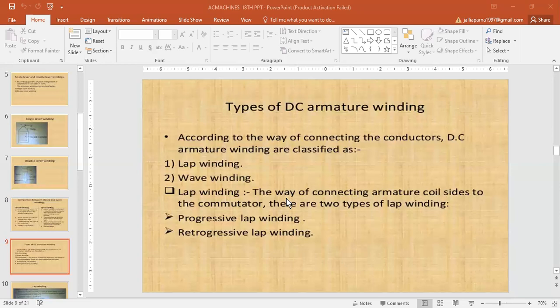However, when large currents are required, it is necessary to use lap winding because it gives more parallel paths. Hence, lap winding is suitable for comparatively low voltage but high current generators, whereas wave winding is used for high voltage, low current machines.